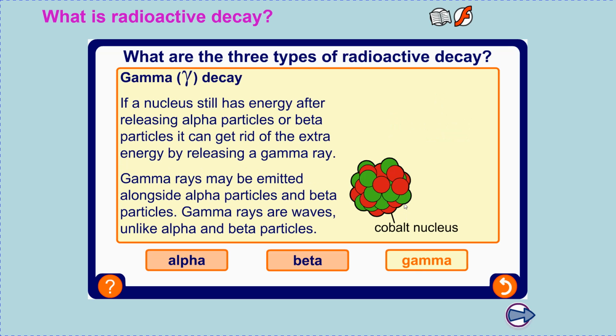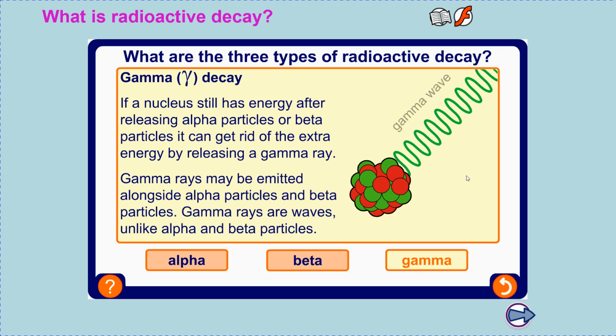And then the last one is gamma radiation. This is not a particle. It doesn't have any substance to it. It's basically a wave of electromagnetic energy. So that's just a recap of the 3 different types.